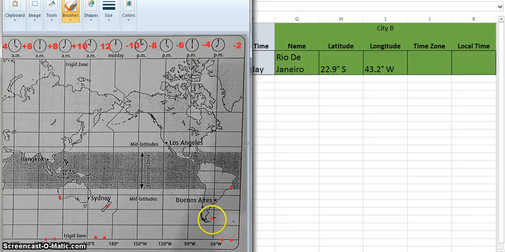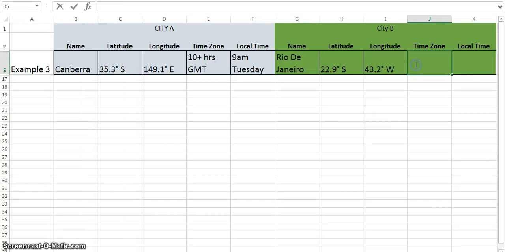So we also have this one here, which is 60 degrees west, and our Rio de Janeiro is sitting basically between 30 degrees and 60 degrees west. So there's 2 hours, so -2 to -4, and because we're sitting right in the middle there, we can say that Rio de Janeiro is 3 hours behind Greenwich Mean Time.